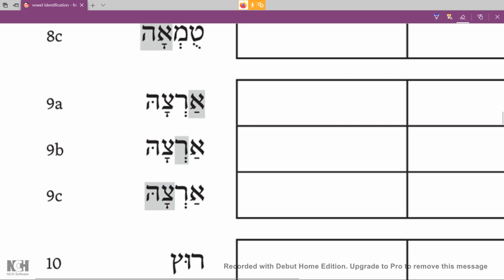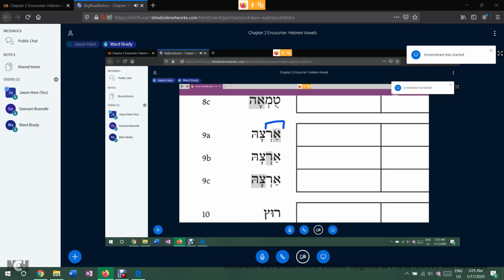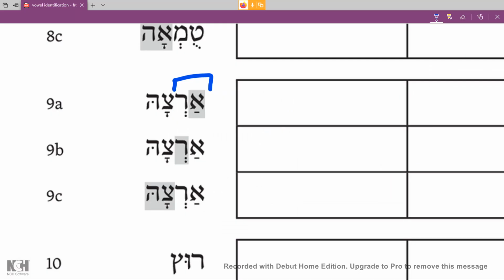Mm-hmm. So in this case, we're back to you, Ward. So the patah under the aleph, resh with a shva, and the tsade with a kamets, and a hey. What do you think of this shva? Is it silent or vocal? Silent, because it's after a short vowel, right? Short vowel, yeah. The dot in the hey is called mapik.